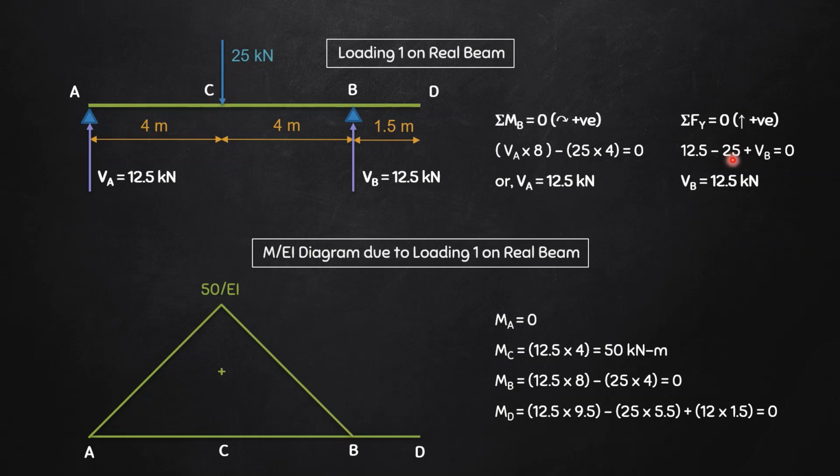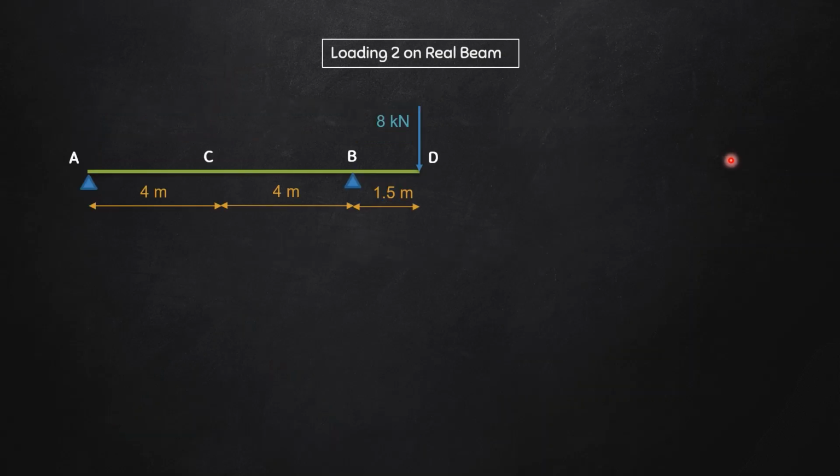Now let us move on to loading 2 on the real beam, that is 8 kilonewton at the point D, and I'll have to find out the M by EI diagram due to this load. For that also, first I will need to find out the support reaction VA and the support reaction VB. Again, what is the procedure to find out support reactions? Simple, equations of equilibrium. So now this time I will take summation of moment about A is equals to 0, and I'll take clockwise as positive.